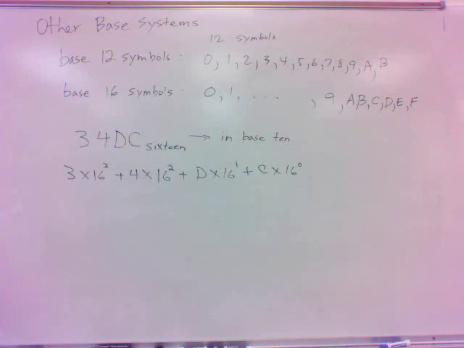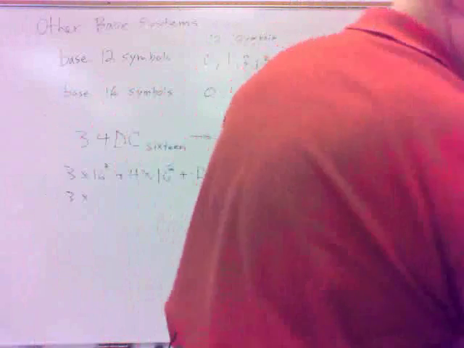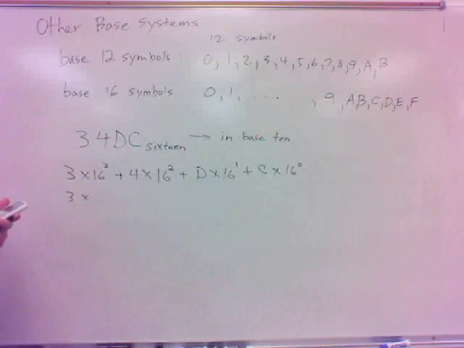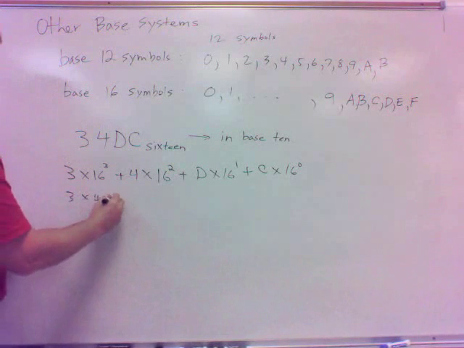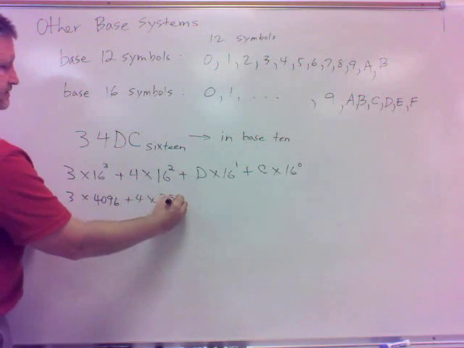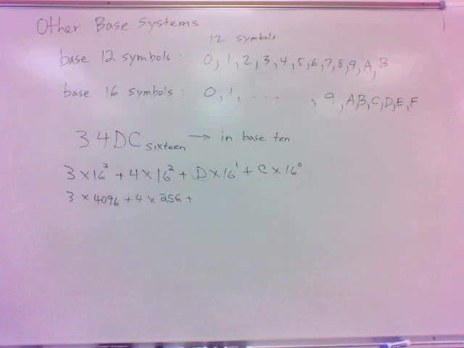Okay. Now, though, we have a slight problem. I can do 3 times 16 to the third. How much is 16 to the third? Raise that to the third power, 4,096. And then 16 squared, I believe, is 256. But there's no D on our calculator. So what we have to do there is convert it to its number equivalent.